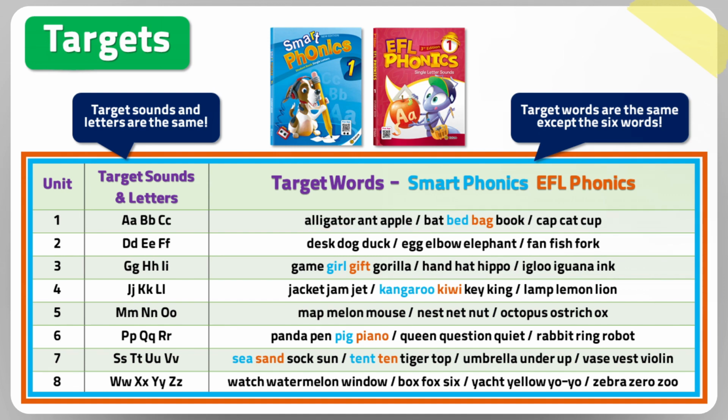How about the target words for B? There's a difference. Bat and book are the same. But Smart Phonics has bed and EFL Phonics has bag. Blue words are used in Smart Phonics, orange words are used in EFL Phonics. Only 6 words are different, so the targets are almost the same.